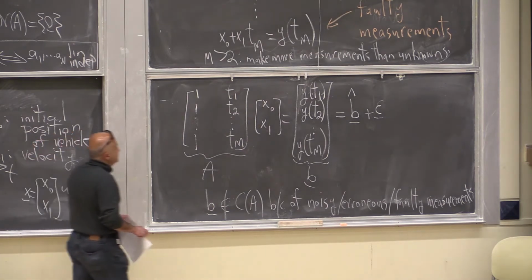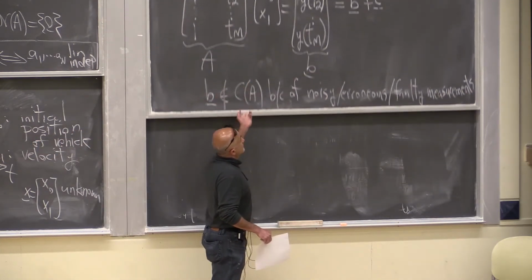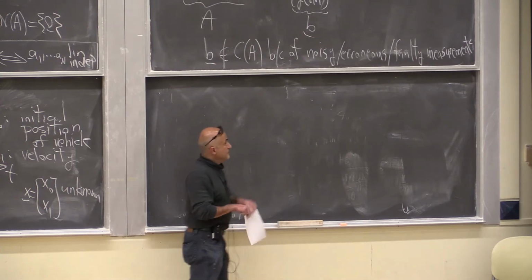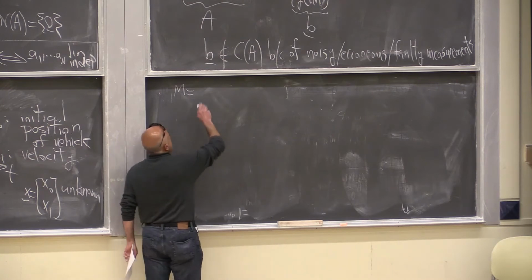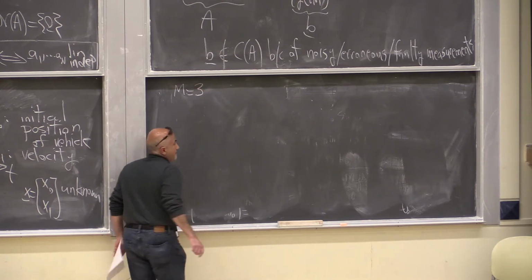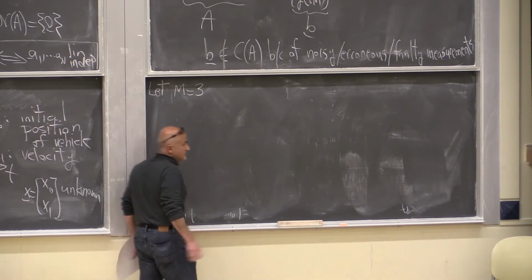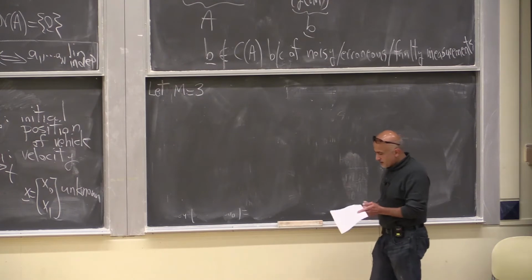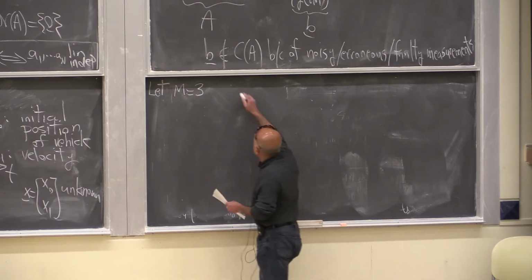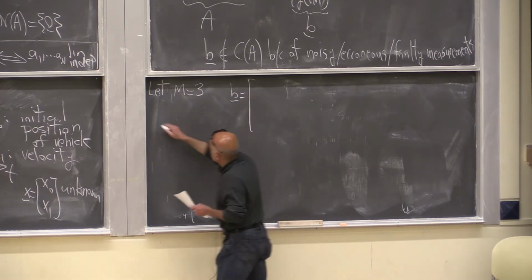Okay. So now let's put in some numbers. I'm going to have you do the problem for m equals 3, because this is a toy problem and we need something reasonable that we can work with in class. So my measurements are as follows. Let me write that here.